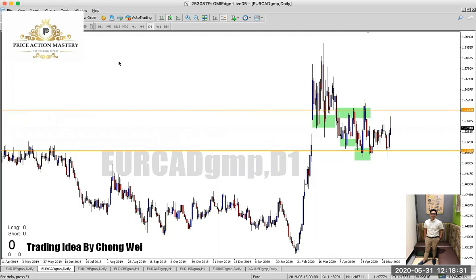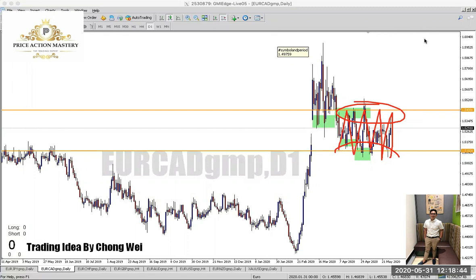Okay, for this, we can see very clearly the market overall is still in a range, from here to here. So in between, there will be many people going buy, sell, buy, sell, buy, sell. But our advice is to only look for sell. Okay, only look for sell will be better.